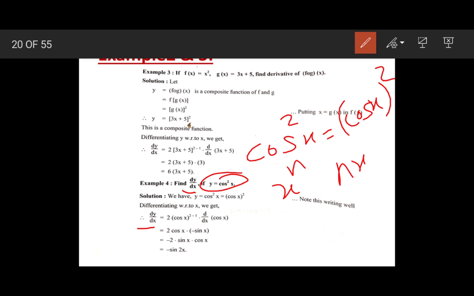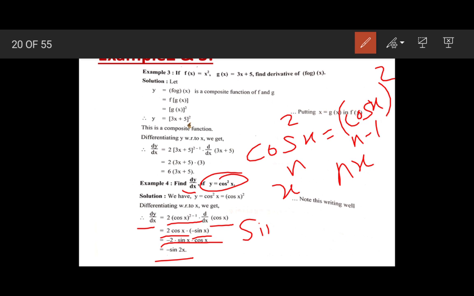So that will be n into x raised to n minus 1. So the derivative of cos square x will be 2 cos x raised to 2 minus 1 into the derivative of cos x. So that is equal to 2 cos x into the derivative of cos x, which is minus sin x. So minus 2 sin x into cos x.